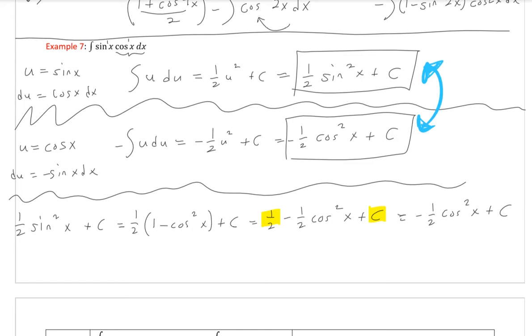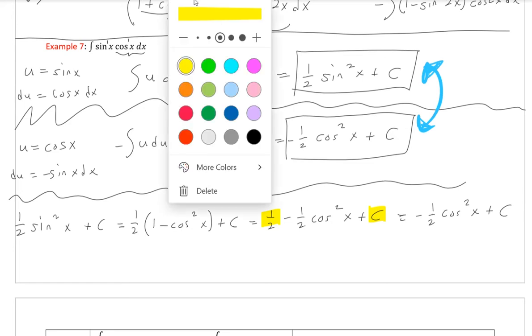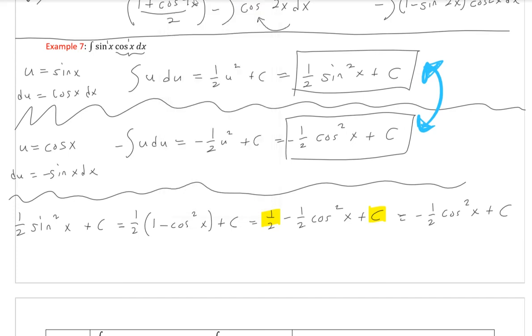Therefore, what I've shown is 1/2 sine squared of x plus c is the same thing as negative 1/2 cosine squared x plus c. They're exactly the same function. All right. So that's why sometimes if you do a solution one way where it has multiple solutions, you could get a different answer as is reported, but that doesn't mean that you were wrong. Don't worry about that.